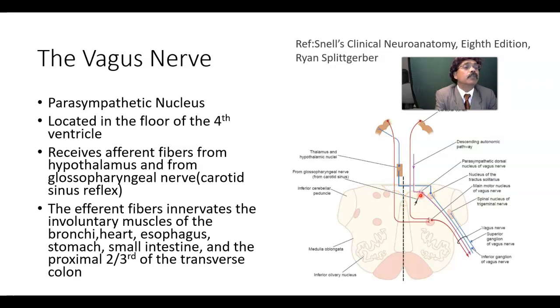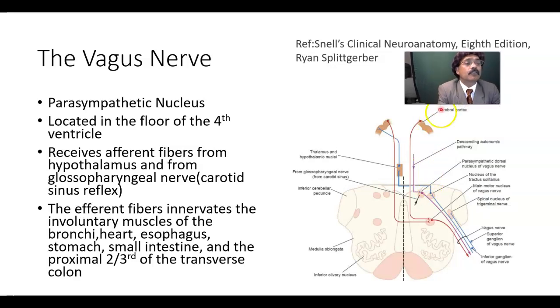We know that a nucleus is a collection of nerve cells in the central nervous system. And this parasympathetic nucleus receives afferent fibers from the hypothalamus and from the glossopharyngeal nerve. That is the carotid sinus reflex for maintenance of blood pressure, acting as a baroreceptor.